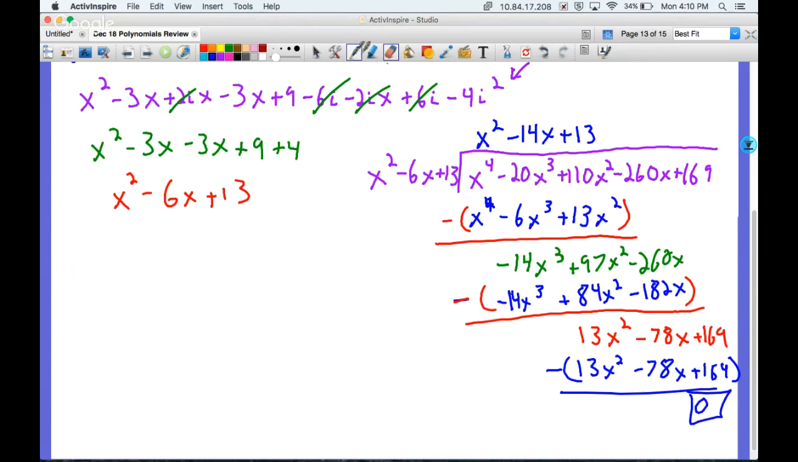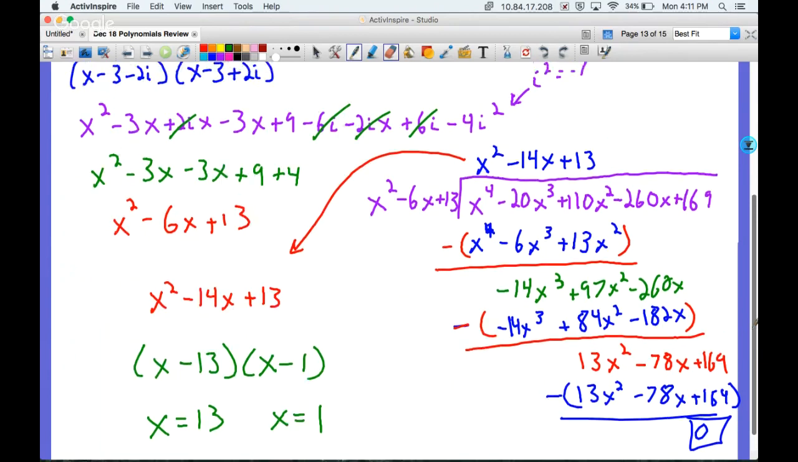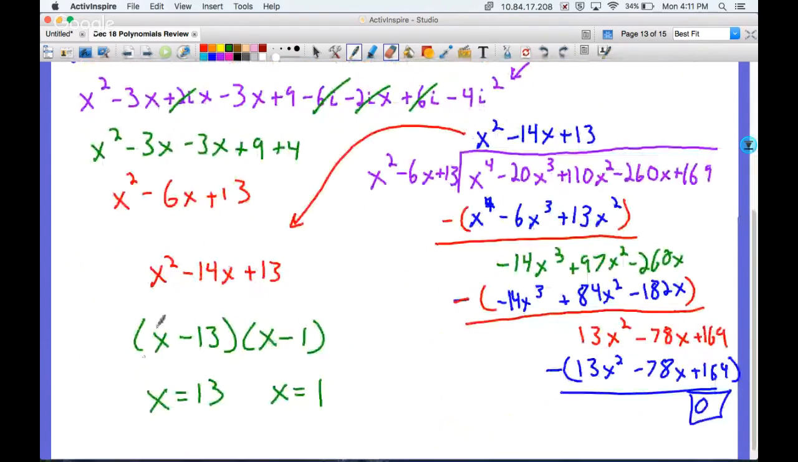All right. So we've simplified our polynomial down to this. Let's pull it out. We got an x squared minus 14x plus 13. That is going to be factorable into an x minus 13 and an x minus 1. Those two numbers multiply to be positive 13 but add to be a negative 14, which gives us the zeros of x equals 13 and x equals 1. This was a 4th degree polynomial, so we found all 4 roots. We got those 2 up there and these 2 down here.